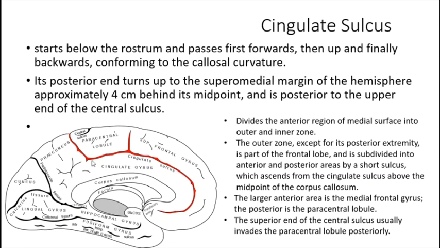It's going to extend beyond that and is posterior to the upper end of the central sulcus. Central sulcus आपको यहाँ end होते हुए दिख रहा है. This whole zone is called the paracentral lobule. It was the representation of the area around the central sulcus on the medial side. So this is the cingulate sulcus where it's going to end.